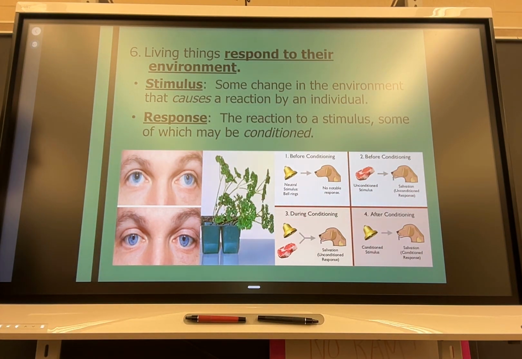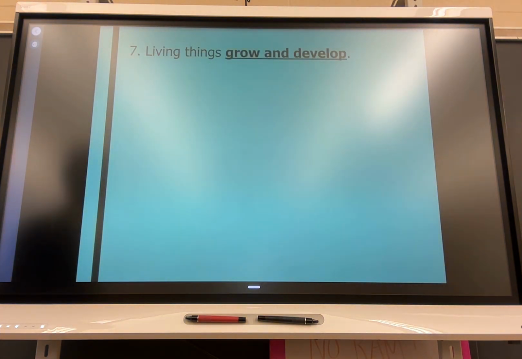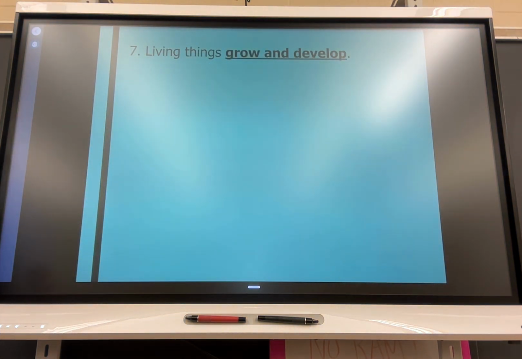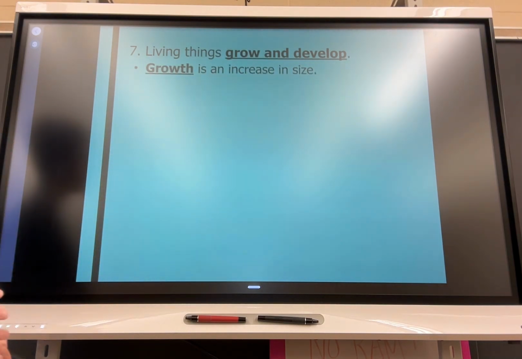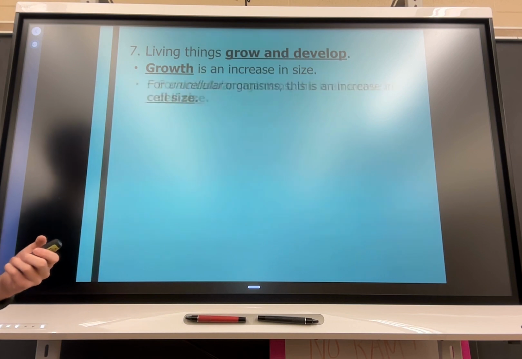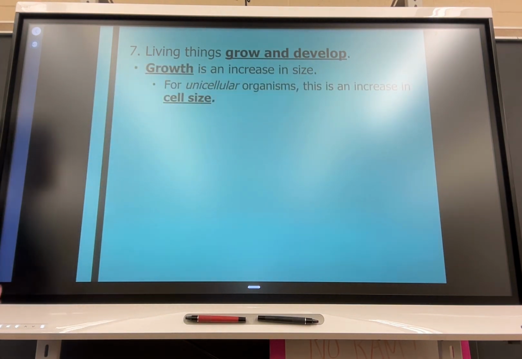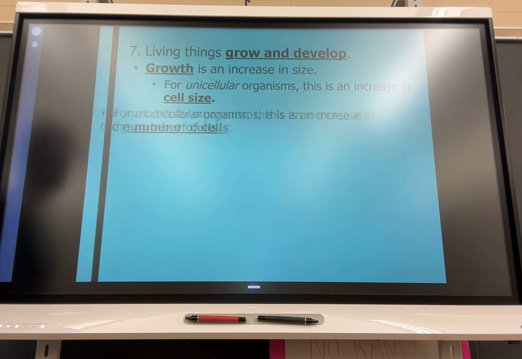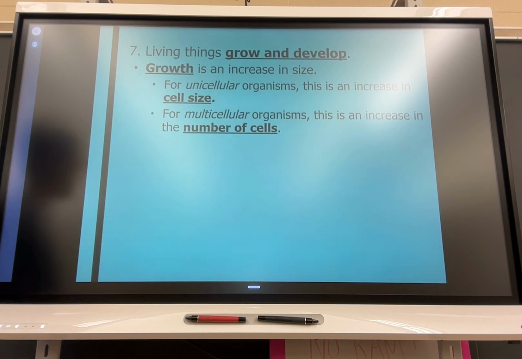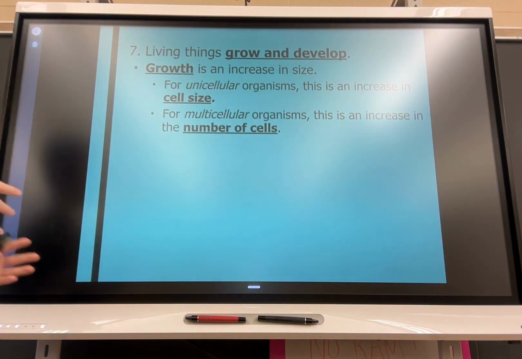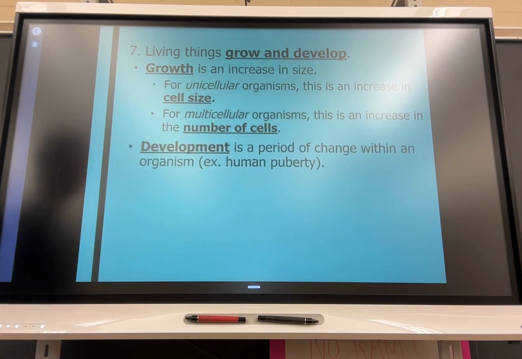So these conditions can be controlled and can be implemented into different organisms. The next characteristic is that all living things grow and develop. So growth is just an increase in size, the amount of cells, or the increase in cell size. So unicellular organisms, typically the one cell will just get bigger. In multicellular organisms, this is going to be increasing in number of cells. So going from 2 cells to 4 cells, or going from 100 cells to 200 cells.